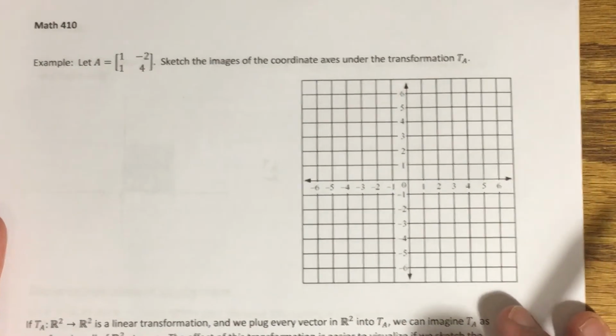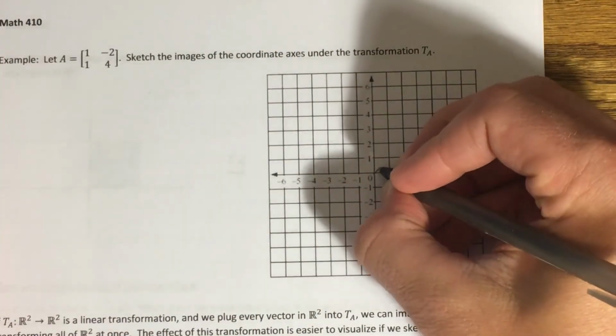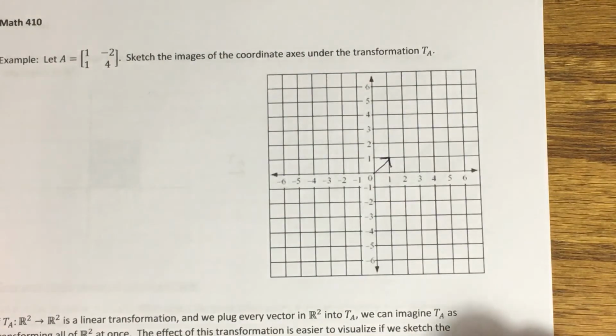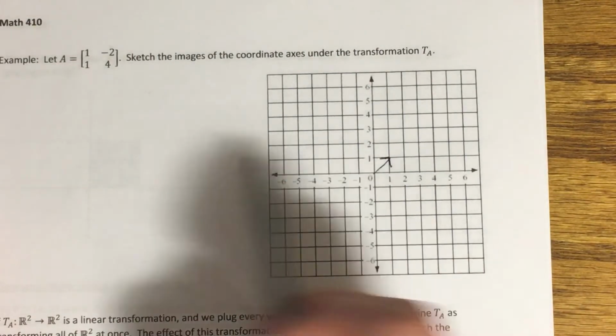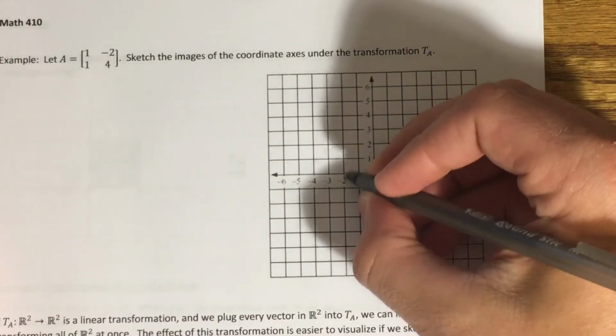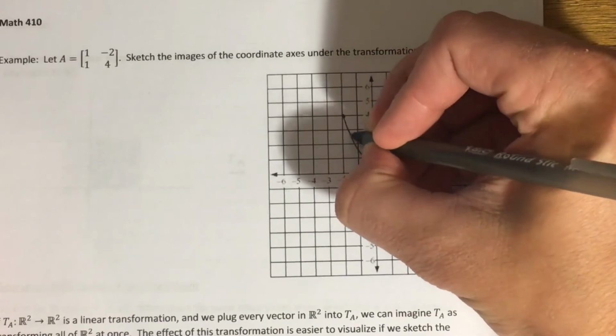So in other words, the vector i gets mapped to the vector 1, 1. Okay, so that guy right there. The vector j gets mapped to the vector -2, 4. So -2, 4 is up here. Whoops.